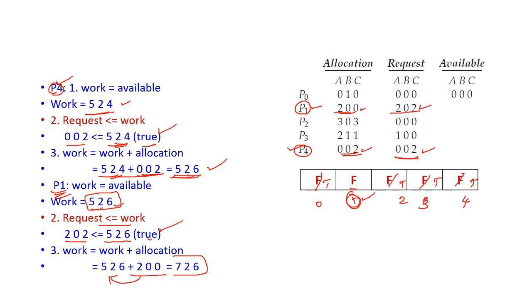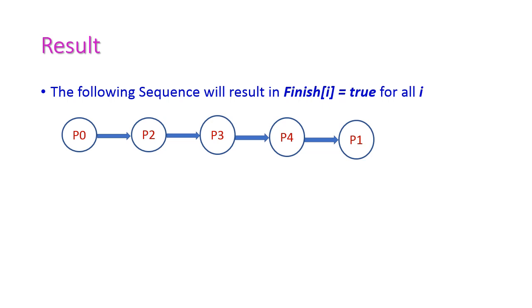Now we will get the final resources. After completing all those processes, we will get our original resources, right? And finally we have to write the result, that is in what sequence we have to execute the processes if it should not get any deadlock. That is, finish of i equal to true for all i equal to 0, 1, up to n minus 1, right? See, first we have to execute P0, then P2, P3, P4, after that P1. If we execute in this sequence, then there will not be any deadlock in this system. So this is our result.